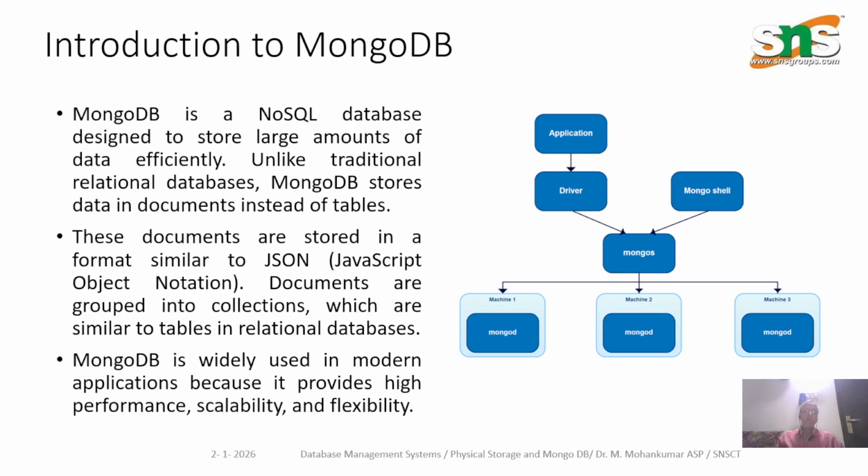Then we have MongoDB, a NoSQL database designed to store large amounts of data efficiently. Unlike traditional relational databases, MongoDB stores data in documents instead of tables. These documents are stored in a format similar to JSON, JavaScript Object Notation. Documents are grouped into collections, which are similar to tables in a relational database. MongoDB is widely used in modern applications because it provides high performance, scalability, and flexibility.